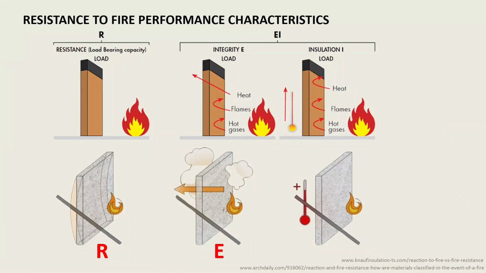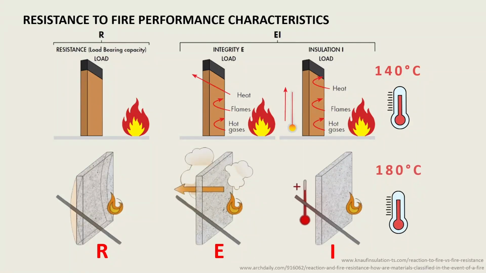The third characteristic is I, insulation. This evaluates the element's ability to block heat transfer to the unexposed side. For most elements, except doors and shutters, thermal insulation fails if the mean temperature rise exceeds 140 degrees Celsius or the maximum temperature rise at any point exceeds 180 degrees Celsius above the initial mean temperature.